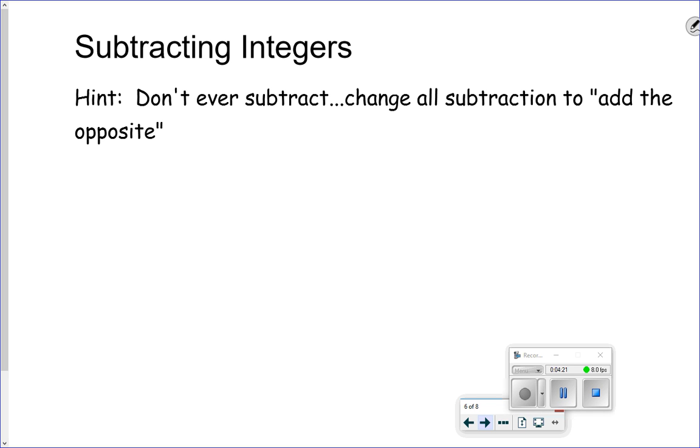Next, we're going to do subtracting integers. Now, subtracting integers isn't going to be a whole lot of extra work because we're not actually going to subtract integers. What we're going to do is actually change subtraction to addition. So instead of subtracting, we'll change it to addition, and I'll show you how.